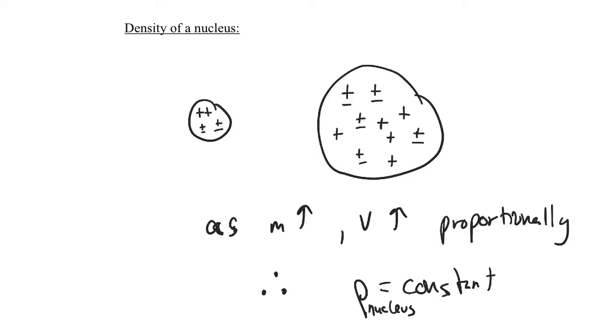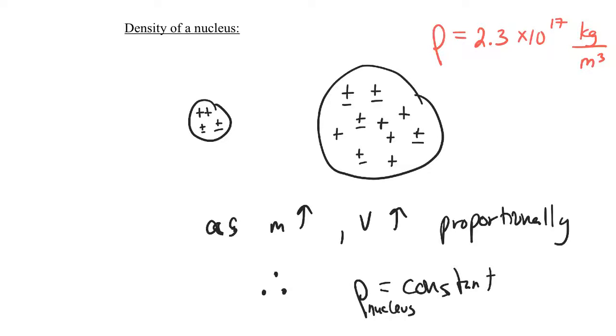Here, let me give you an idea. The density of the nucleus is on the order of 2.3 times 10 to the 17 kilograms per cubic meter. Ready? Here's your number. This is 230 trillion times more dense than water.